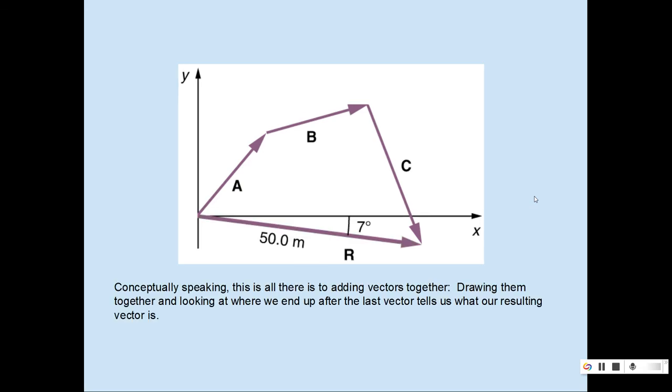So if you do that very carefully, and you get all your angles and your lengths correct, what you'll see is that you get a resultant vector that is about 50 meters long at an angle of 7 degrees below the x-axis. And so every time you add vectors together, this is really all you're doing. You just draw them from one to the next and see where you end up. That is conceptually what is happening whenever we add these vectors.